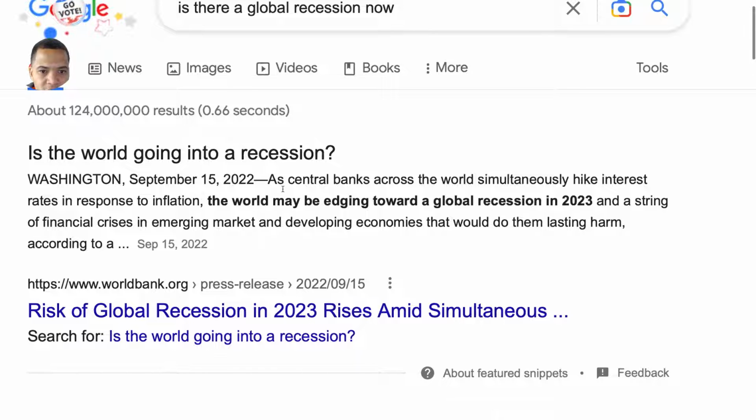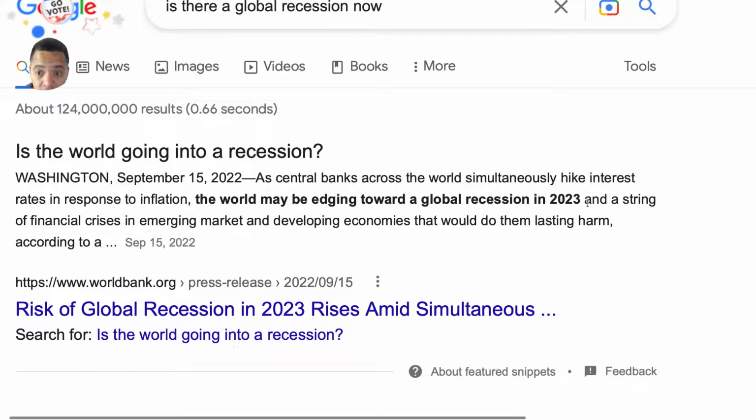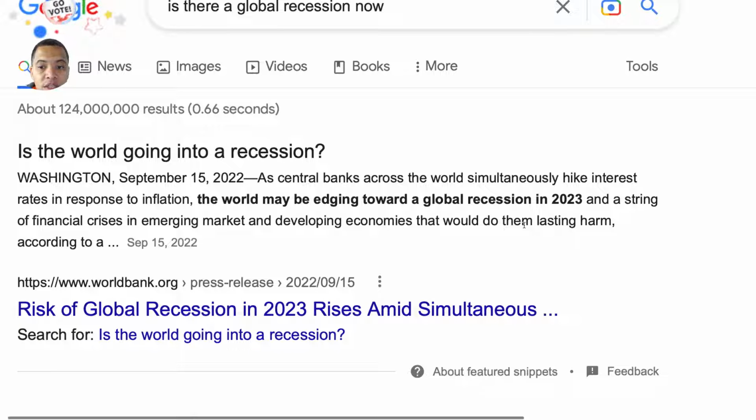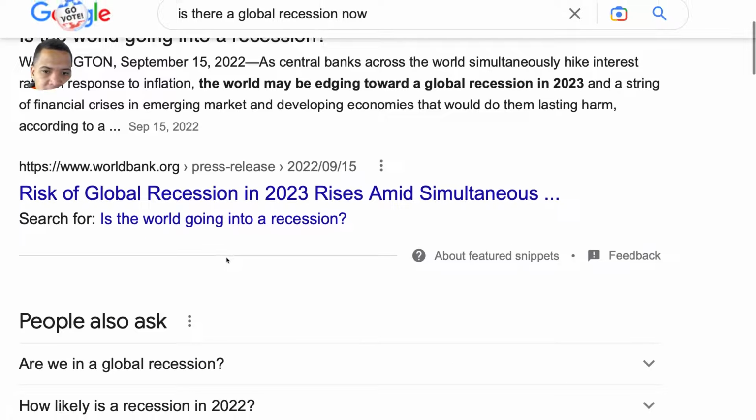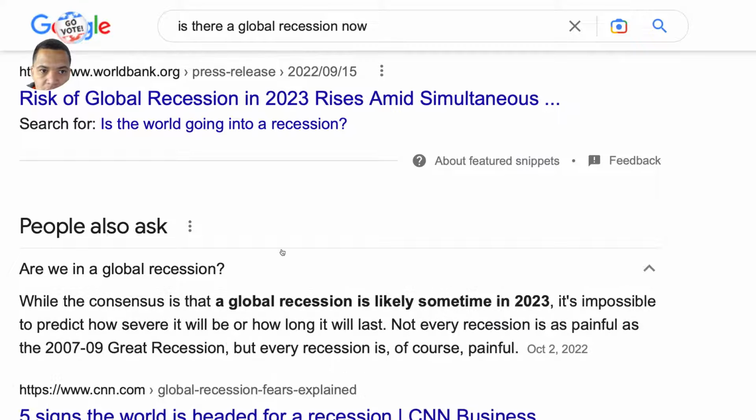Washington, September 5th, 2022, as central banks across the world simultaneously hike interest rates in response to inflation, the world may be edging toward a global recession in 2023. This ain't just happening in the United States, y'all. It's going to happen in the world. And a string of financial crises in emerging markets and developing economies that would do them lasting harm. Blah, blah, blah. September 15th, 2022. All right. Okay, that's a couple months ago. Anything newer? Anything newer?